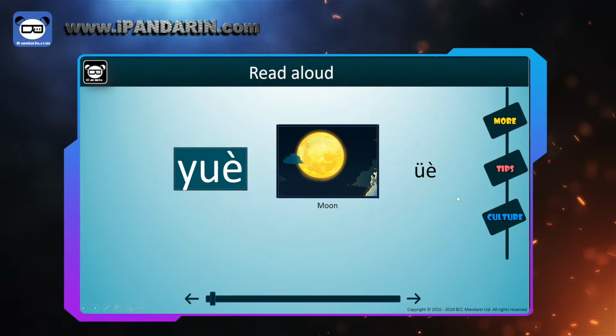fourth tone, but when we write it, we need to write the initial E in front, so this is pronounced as Yue, and we need to remove the dots, don't forget. It's written like this, pronounced as Yue.